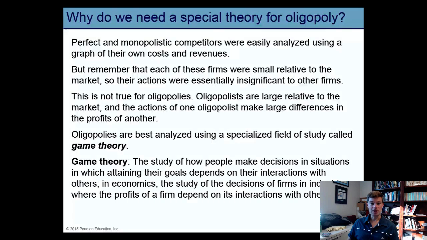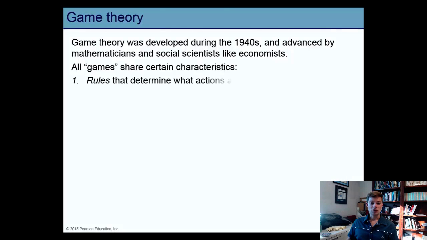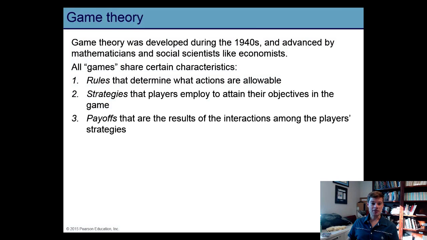As a result of this interdependence between firms, we're going to use a method to study oligopolies called game theory. Game theory, more formally, is the study of how people make decisions in situations in which attaining their goals depends on their interactions with others. In the context of economics, game theory is the study of decisions of firms in industries where the profits of a firm depend on the interactions of that firm with other firms. So we want to develop an understanding of game theory in order to analyze oligopolies.